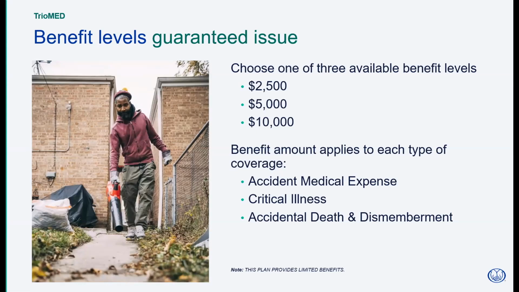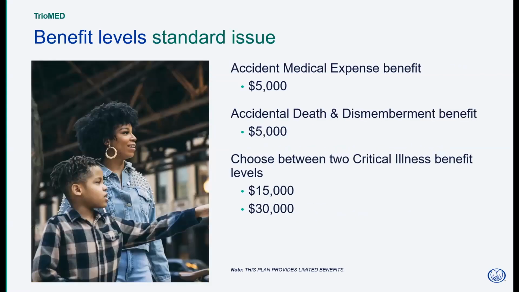So when looking at the guaranteed issue portion of TrioMed, you have 3 benefit levels that you can choose from: $2,500, $5,000, or $10,000. Now, these benefit amounts apply to each type of coverage: the AME, the CI, as well as the accident, death, and dismemberment. When we're looking at the standard issue, and remember, the standard issue does require medical questions to be answered, the accident medical expense is $5,000. The accident, death, and dismemberment benefit is $5,000, but the policyholder gets to choose between the critical illness of $15,000 or $30,000.